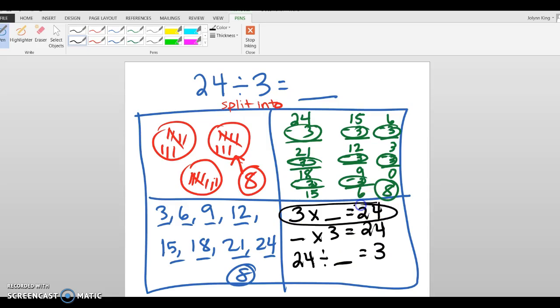This is really the way that we tend to have them focus most, is think what times 3. But if you don't have your multiplication facts memorized, that won't help you. You won't know that the answer is automatically 8, which is why some of these other methods are needed for some students who don't have their facts memorized. So the correct answer, of course, would be 8.